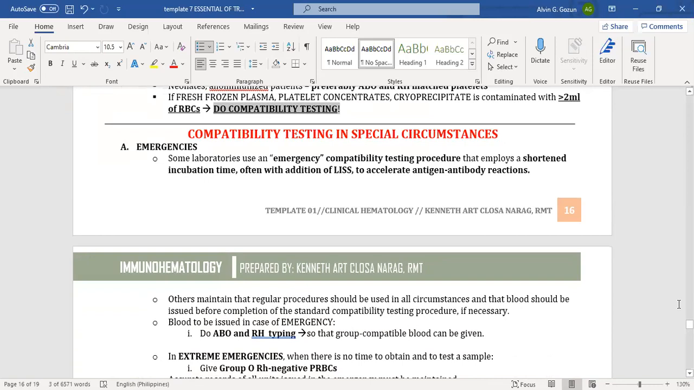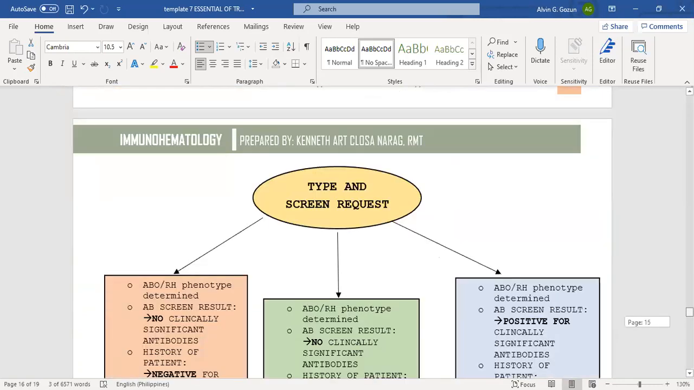So, compatibilities, last na tayo. Malapit na tayo matapos, guys. Tiis na lang. So, last na tayo.